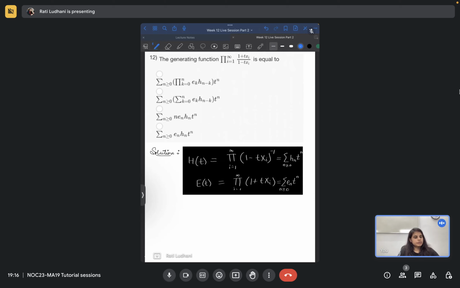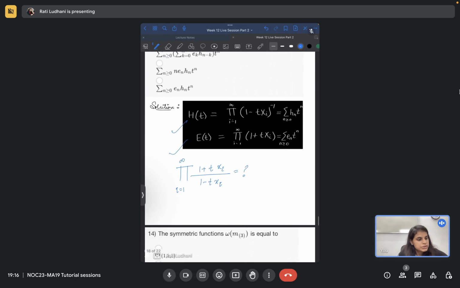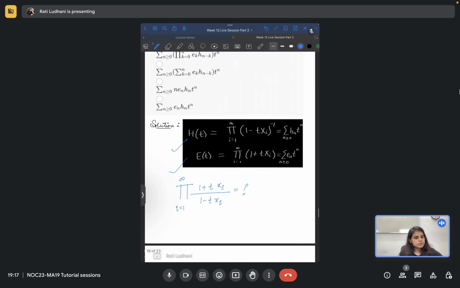The generating function. Okay, I kept it. So this is the product over i equal to 1 to infinity of 1 plus t x i upon 1 minus t x i. This is equal to what? Why did I keep this? Because these are something which we can use here to get our answer. The product we can separate because we are in formal power series. So we have something like this.